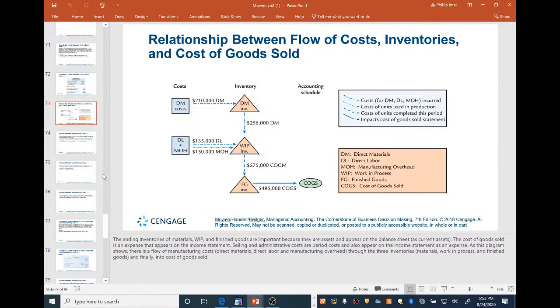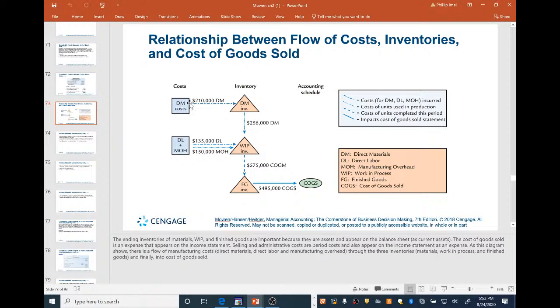Okay, this is just a little relationship between the flow of cost inventories and cost of goods sold. You can see here it's got a little key. DM is direct materials, direct labor is DL, manufacturing overhead is MOH, work in process is WIP, finished goods is FG, and cost of goods sold is COGS. Pretty much here you can see the cost inventory.